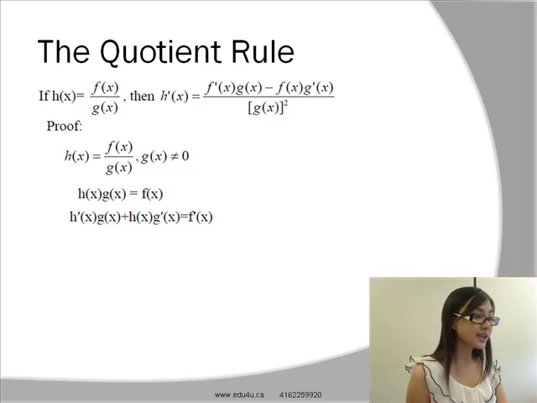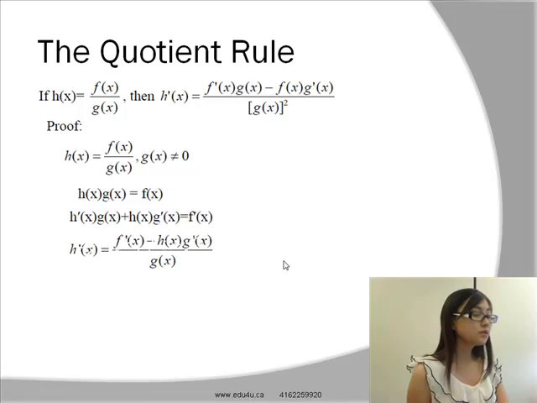Next, we have to use the product rule that we have already learned in previous lectures. So the derivative of f(x) will be equal to h'(x) times g(x) plus h(x) times g'(x).